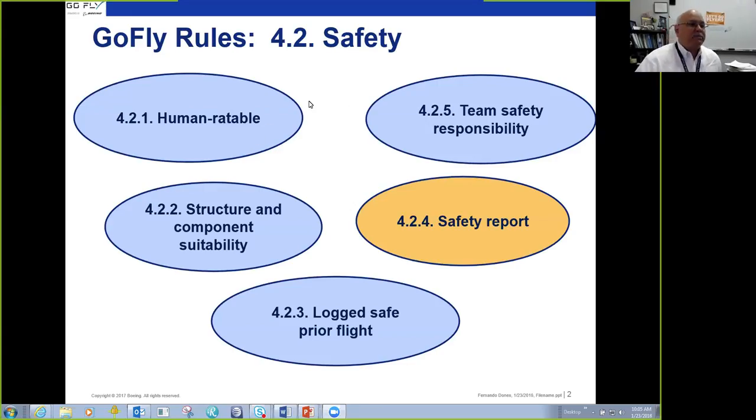Here are the aspects of the safety side that I'm going to be presenting, and I want to emphasize these because these are the areas that you're going to be graded on in the competition. If these areas are not developed, or are not presented in terms of how you address each one of these, then you will not be graded as you wish you would be.